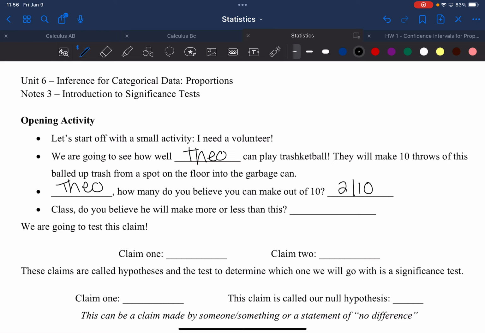Raise your hand for more. 1, 2, 3, 4, 5, 6. Raise your hand for less. Okay, so more. So we're going to say he's going to make more than 2 shots. So go ahead. In group 1 and group 2, go ahead and keep count for me.